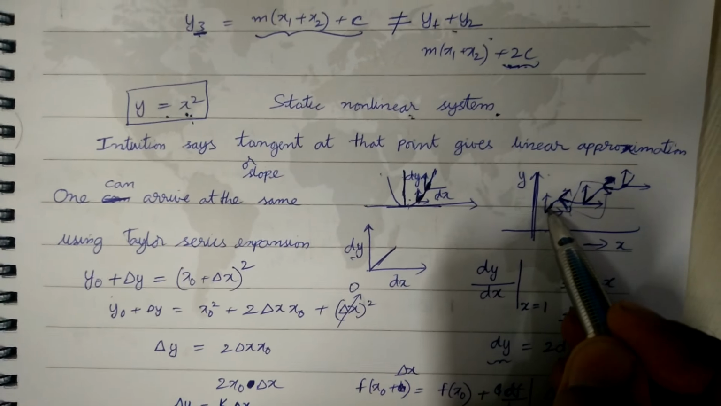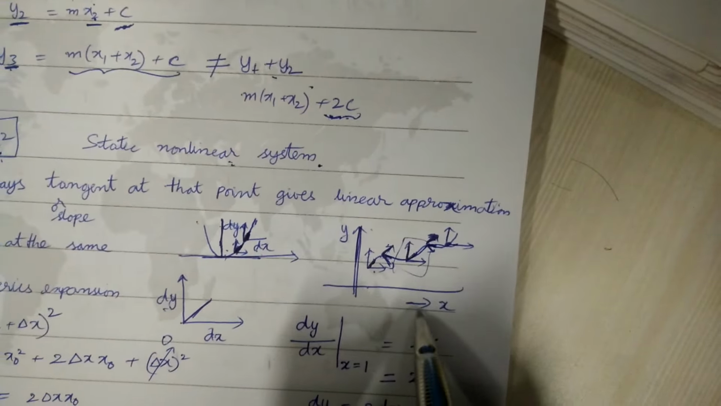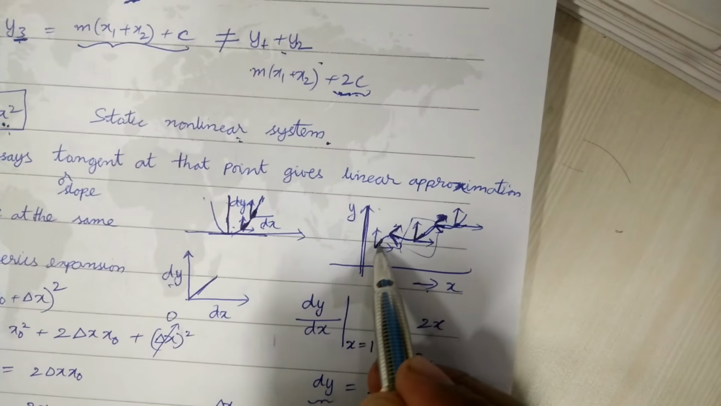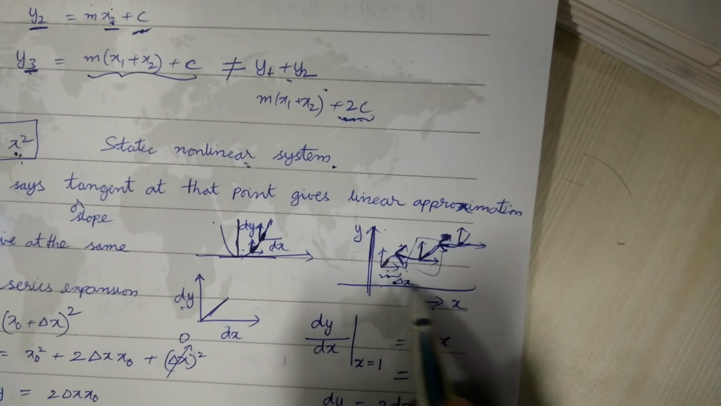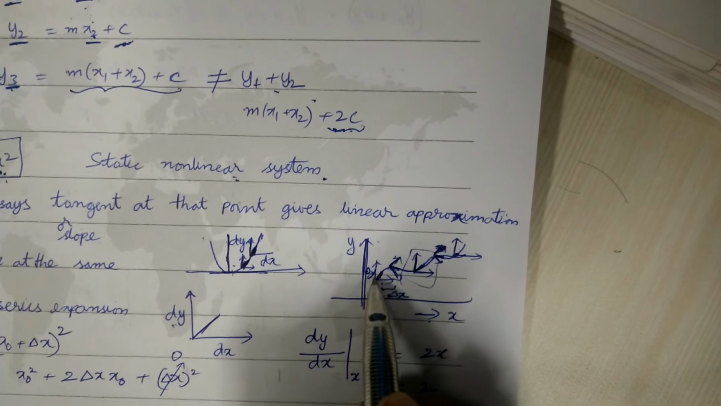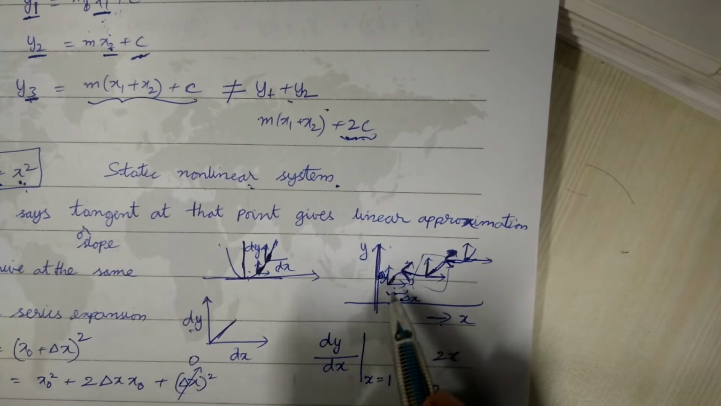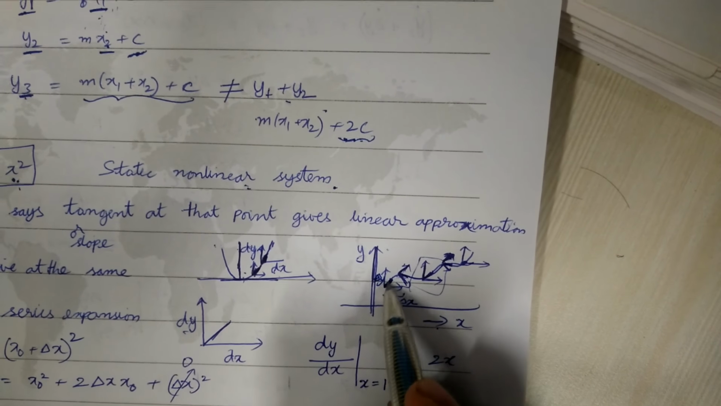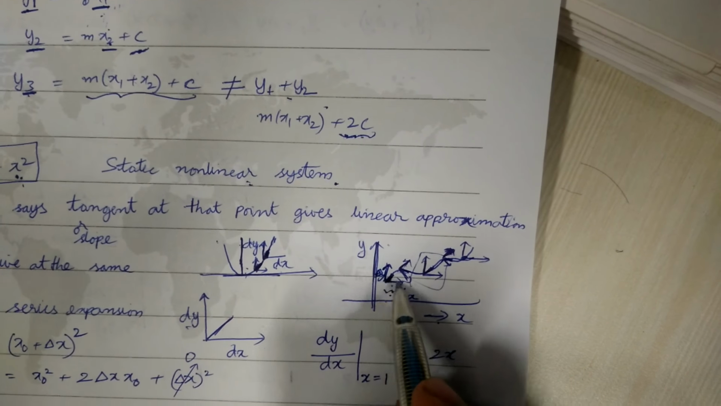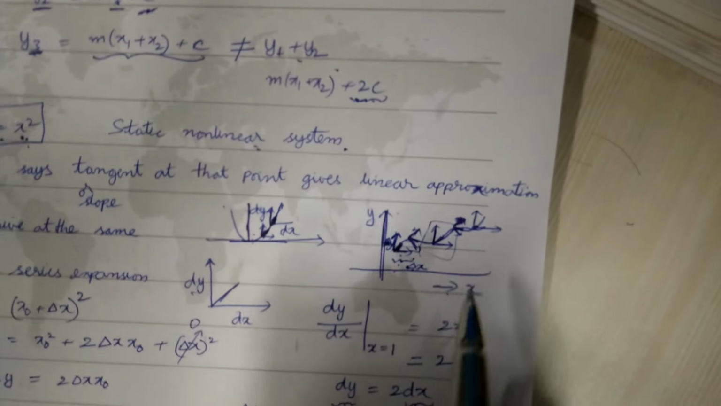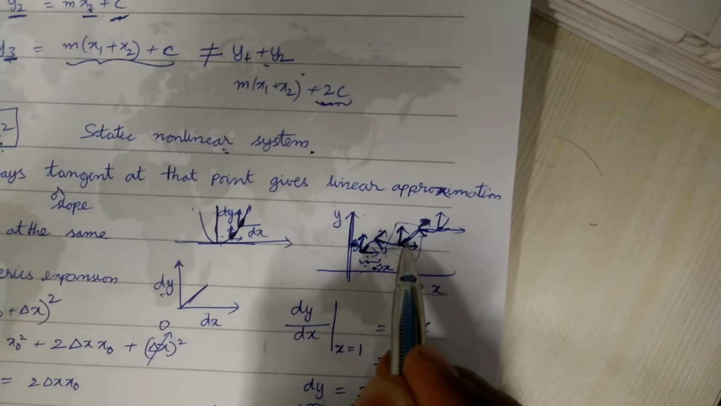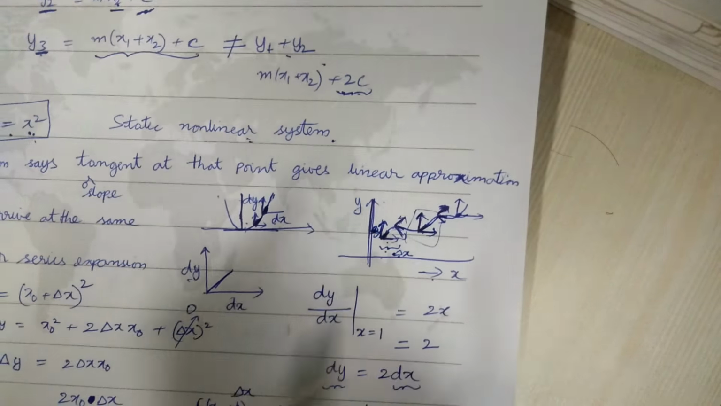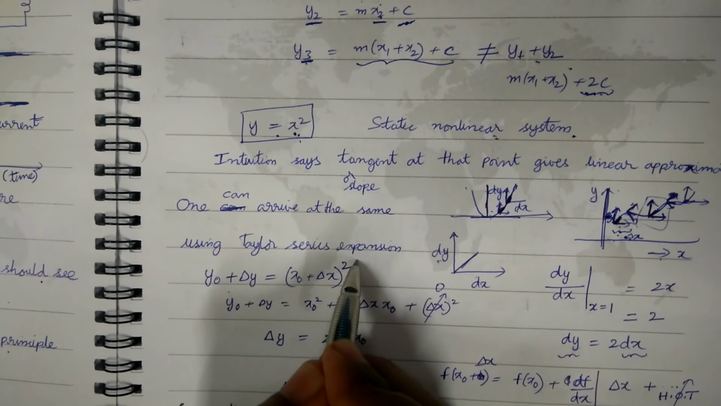So consider a general system whose input-output relationship varies in this fashion. If we zoom this plot in a small neighborhood, delta x and delta y, it appears to be a straight line passing through the origin of this particular delta x, delta y axis. So at every point, the tangent gives the linear approximation around that neighborhood. One can arrive at the same using Taylor series expansion.